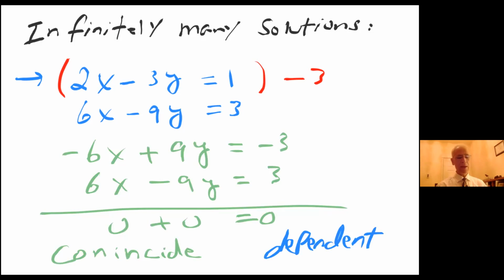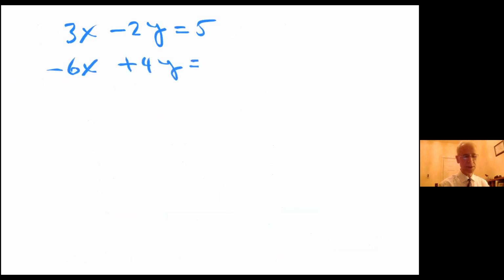Okay. The third case scenario would be that our system has no solution whatsoever. Let's just have an example of that. Suppose I have 3x minus 2y equals 5, and minus 6x plus 4y equals 6.